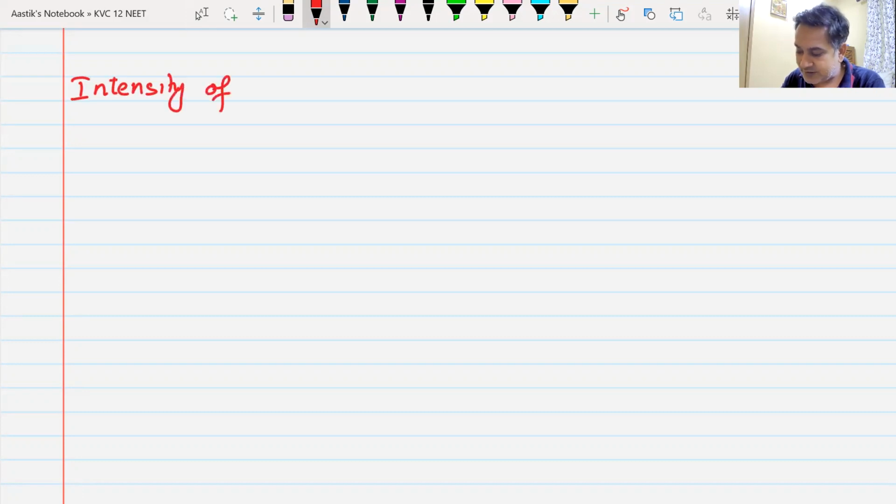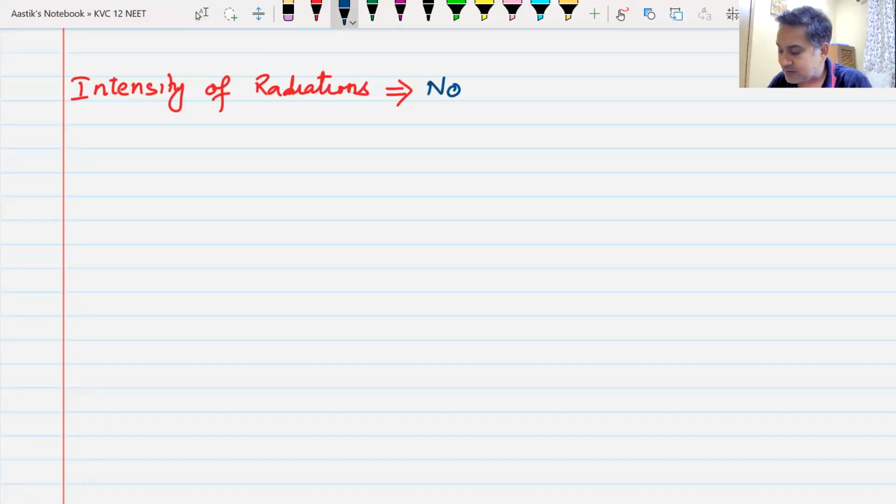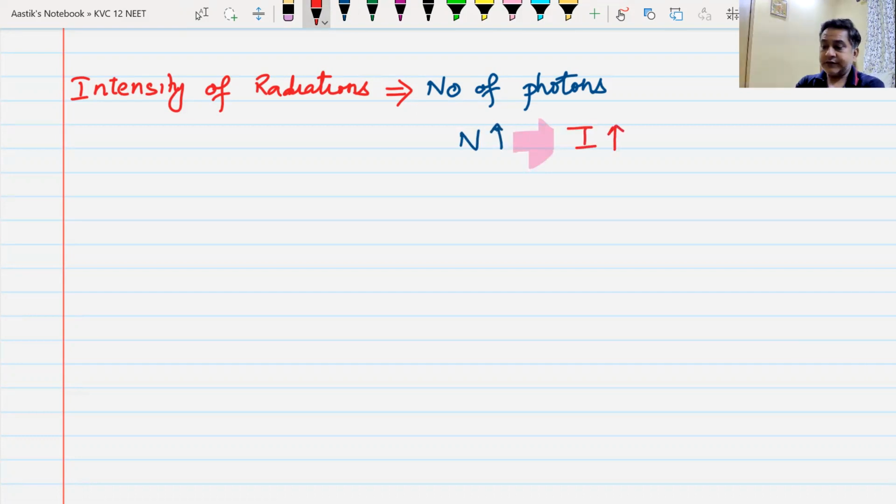This intensity of radiation, which is energy falling per unit area per unit time, actually depends on the number of photons that are falling. If the number of photons n is increased, that implies the intensity of the radiation is increased. Do we understand this? If I allow more photons to fall on the surface, I allow more intensity of light to fall on the surface.